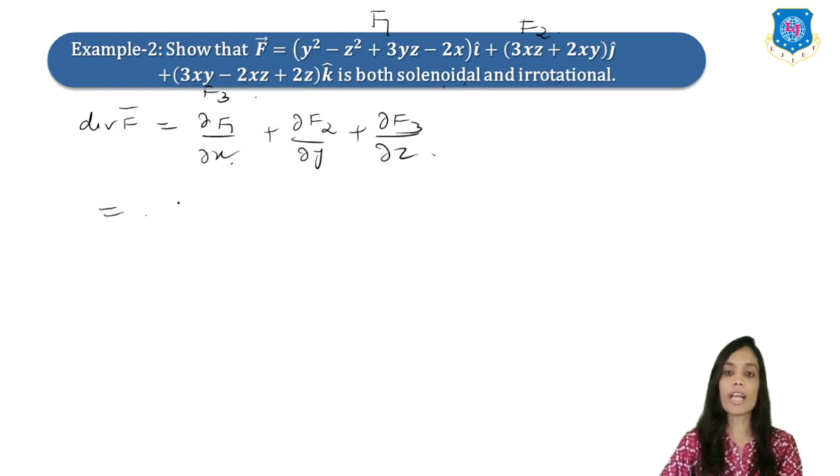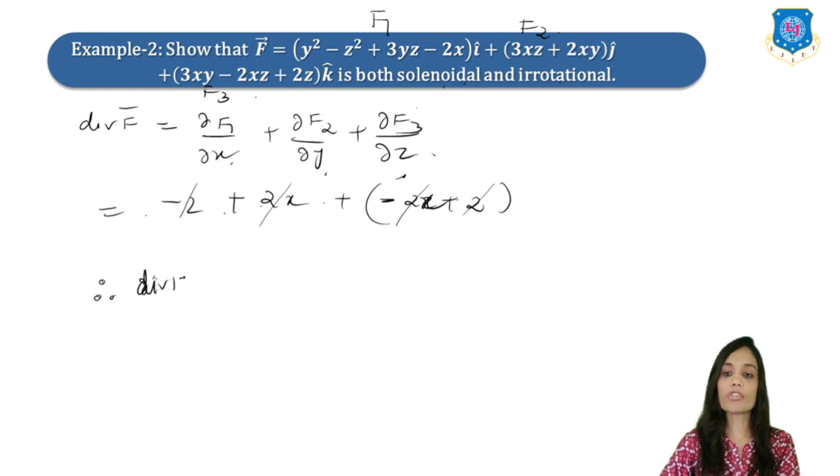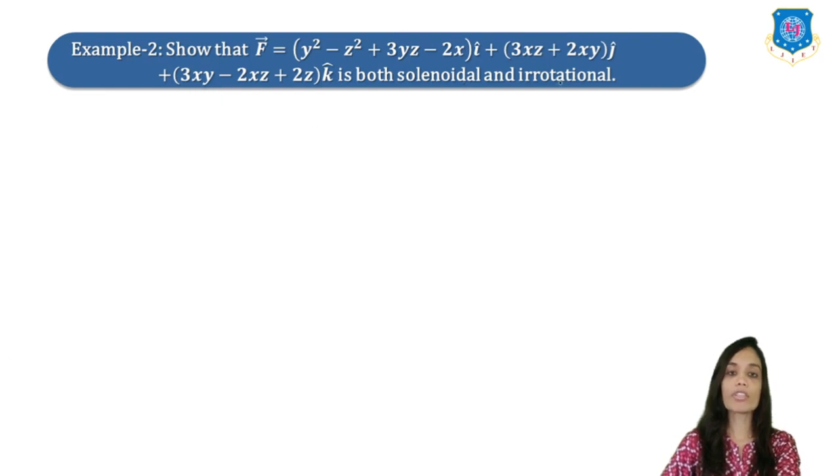So del f1 upon del x will be equal to minus 2, right? Plus del f2 upon del y. From here just do the derivative with respect to y, so it will be plus 2x. And lastly, del f3 upon del z will be equal to minus 2x plus 2. Now you can see these two get cancelled out and also these two get cancelled out. So the final answer of divergence of f bar is equal to 0. Therefore our vector field f bar is what? Solenoidal.